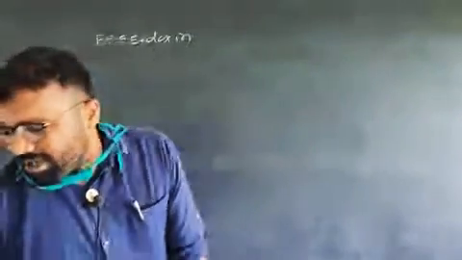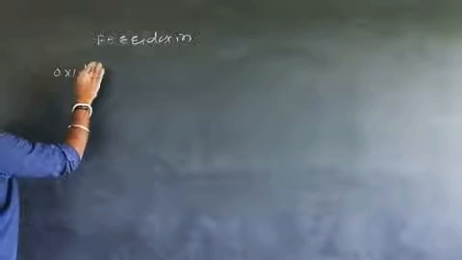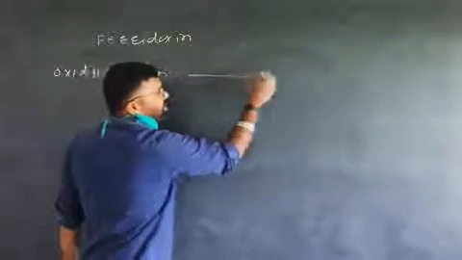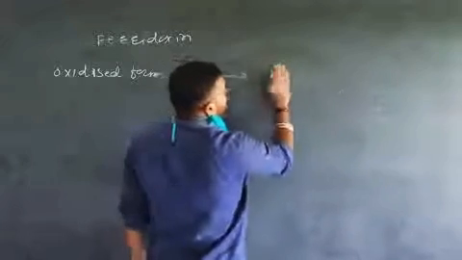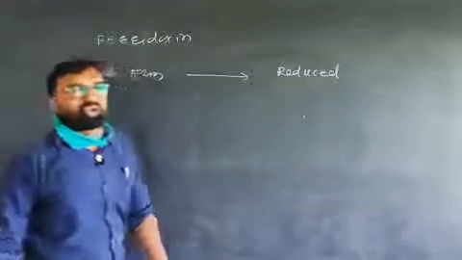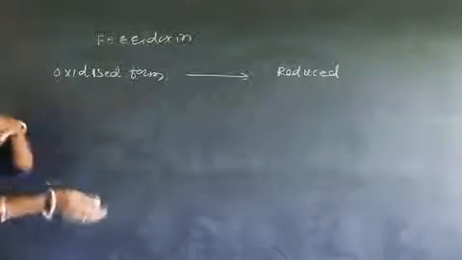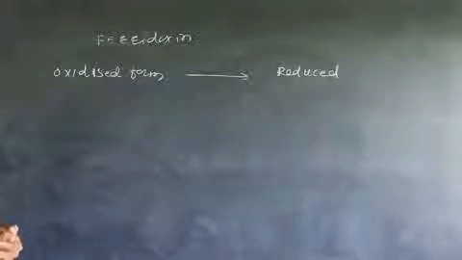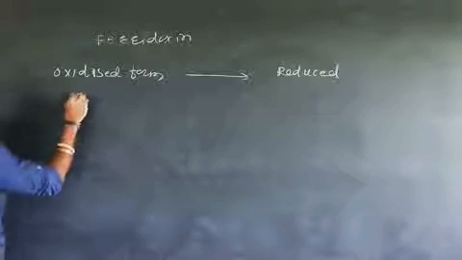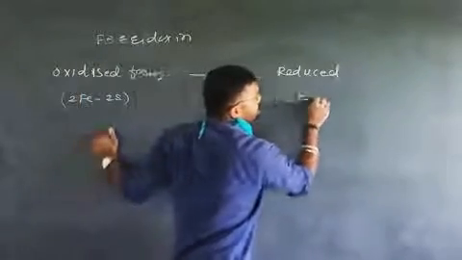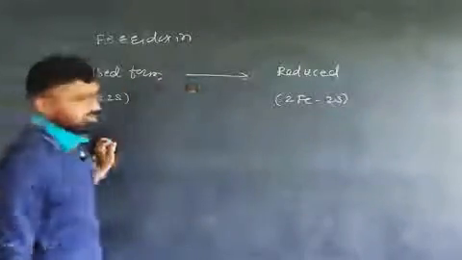Okay, oxidized form, suppose this is the oxidized form. This oxidized form or the reduced form involves the electron transfer process, and they change, the oxidized form converted to reduced form, reduced form converted into oxidized form, right? Suppose I write here 2Fe, 2S. This is also 2Fe, 2S.